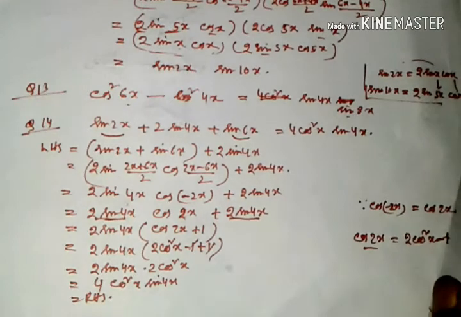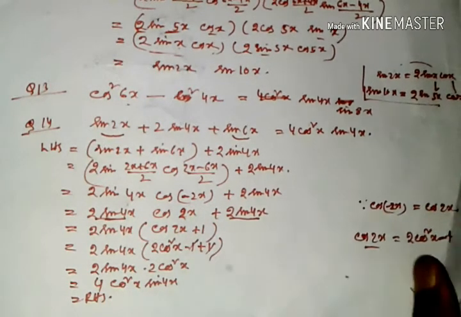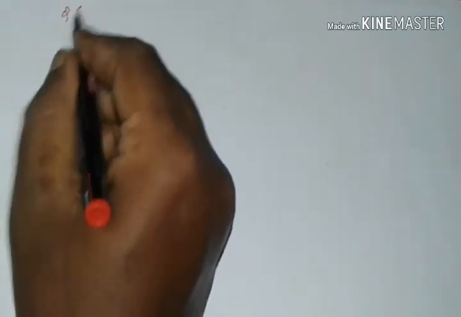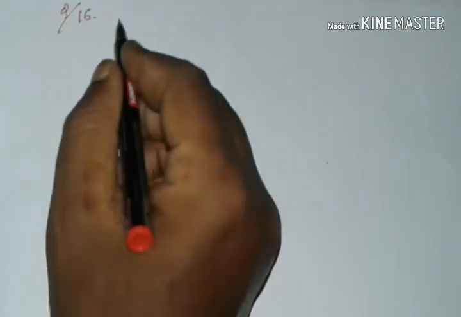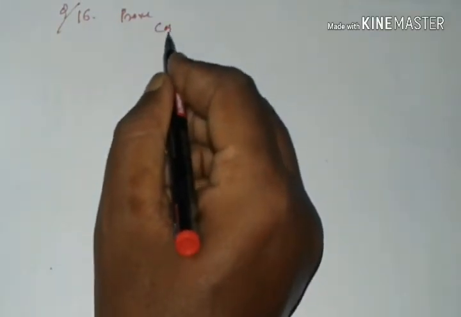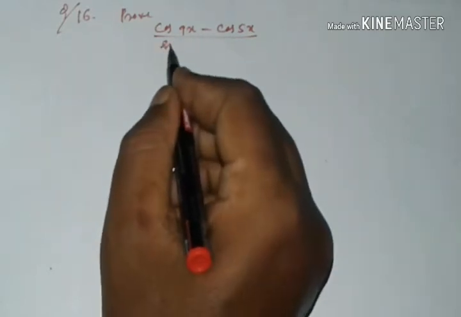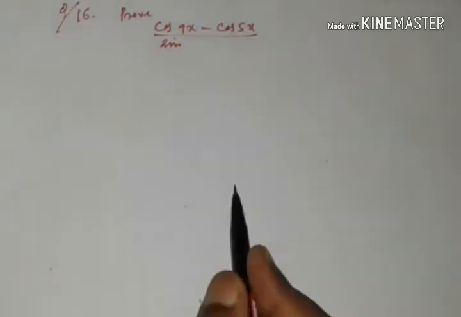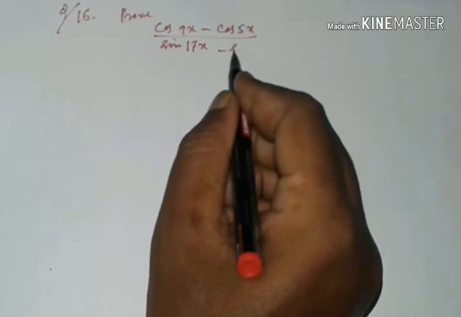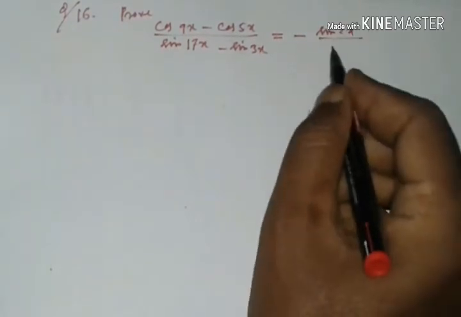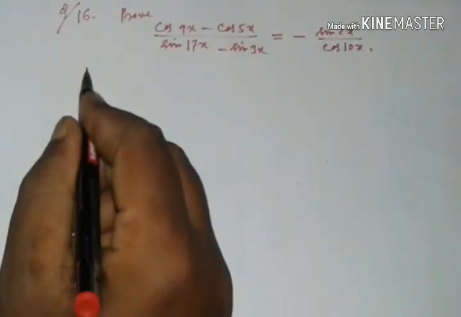Now I shall discuss question number 16. This is given as: prove that cos 9x minus cos 5x divided by sin 17x minus sin 3x is equal to minus sin 2x divided by cos 10x. So from the LHS we start.